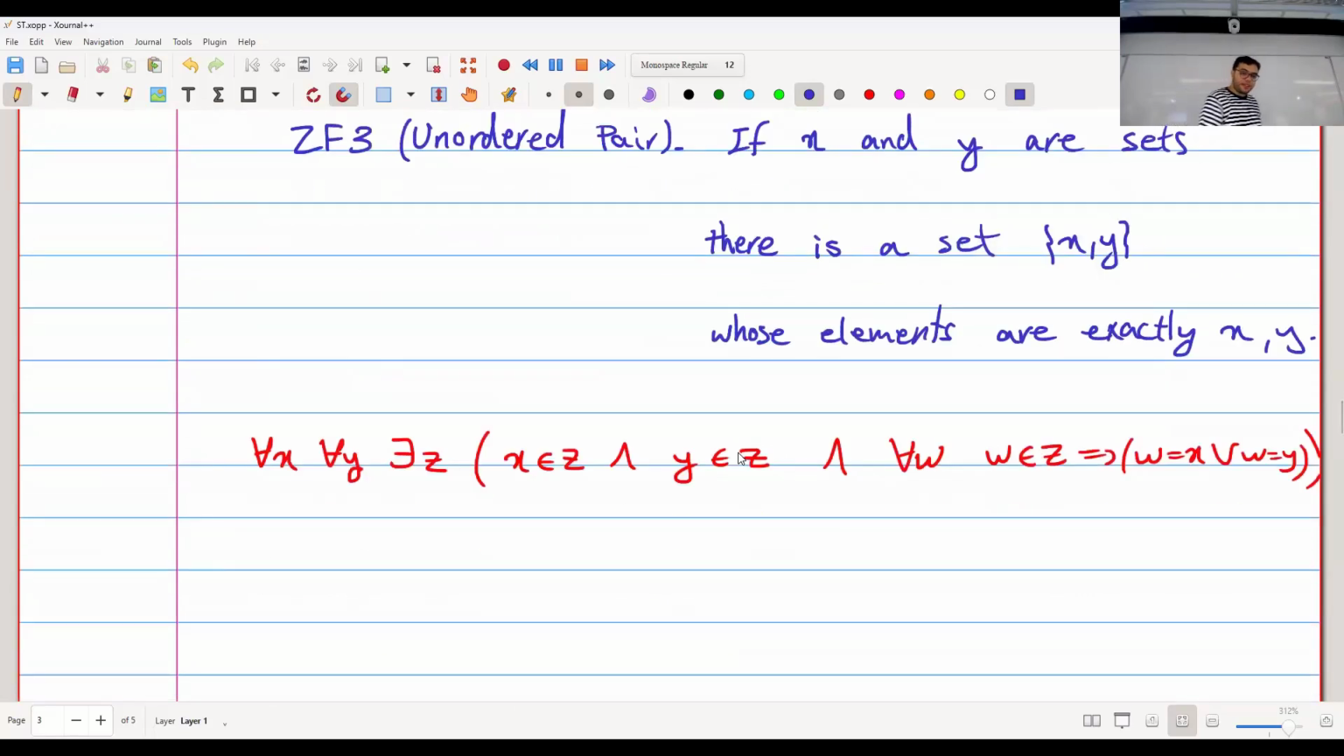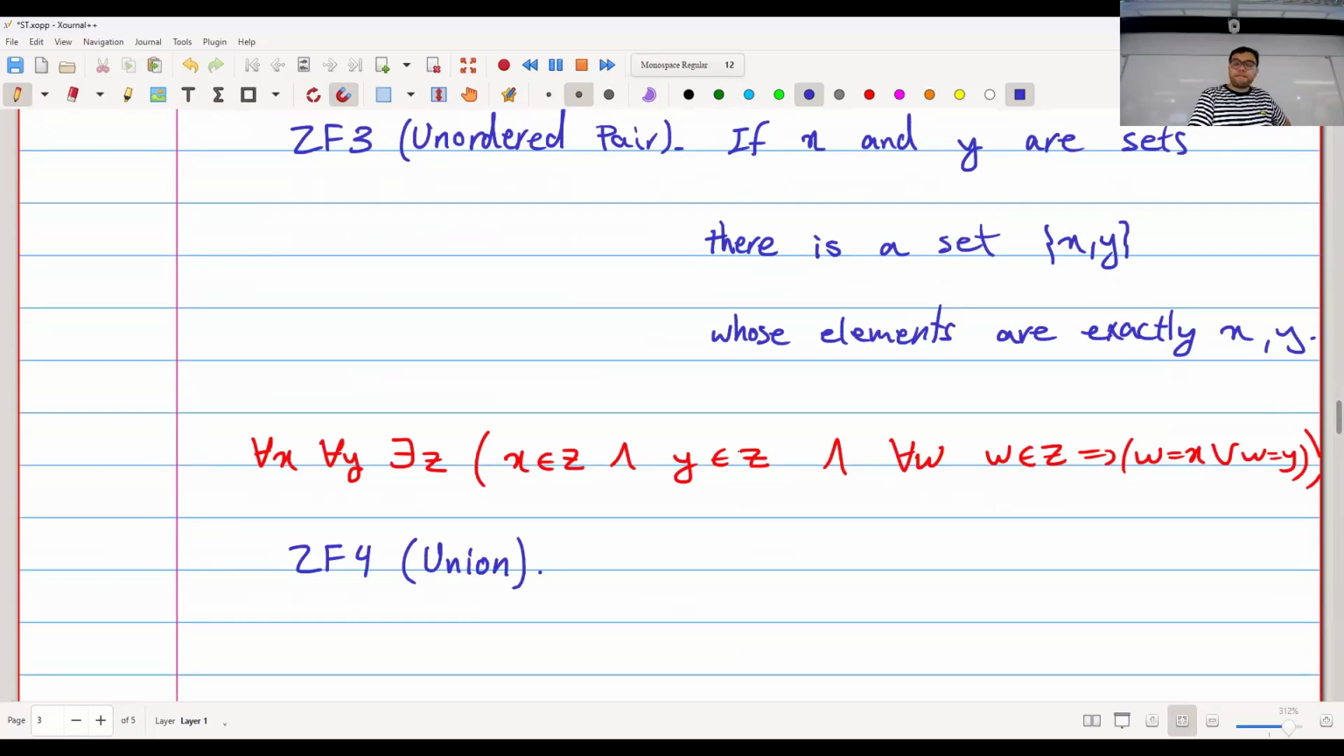Okay. So far, we can create unordered pairs, we can create ordered pairs. Now I want to talk about unions. And this is the axiom of union. So the fourth axiom of Zermelo Fraenkel.